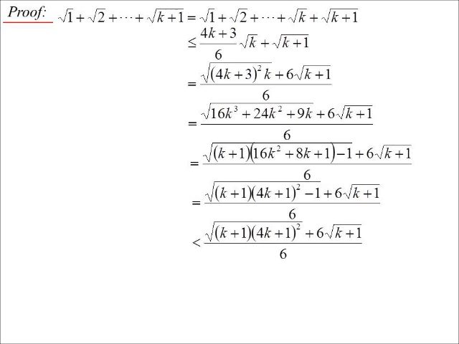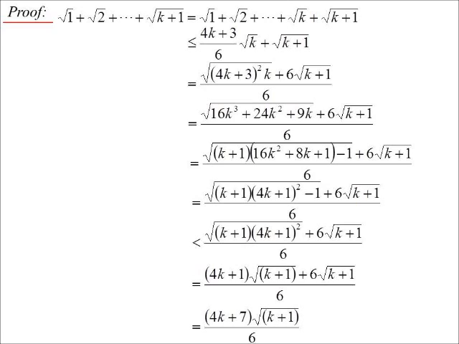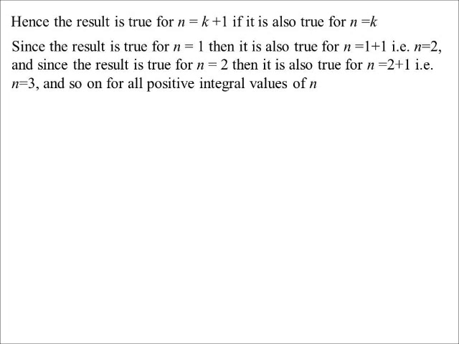And so now I can factorise the root k plus 1, and we end up with 4k plus 1 lots of root k plus 1 plus 6, which is 4k plus 7, and that is indeed what we were trying to prove. Hence the result's true for n equals k plus 1 if it is true for n equals k. Oh, look, there's the old statement I used to write down. Very long-winded, but of course we don't write that down anymore. We just say it's true by mathematical induction.